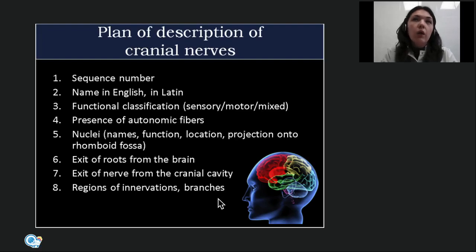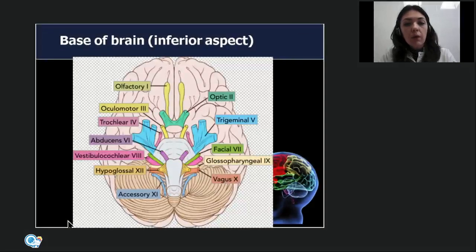And the very last thing is regions of innervation and branches. So that is these branches. They belong to the peripheral nervous system. Actually, roots also belong to the peripheral nervous system. So that's what we mainly will study. It is absolutely new information for us because the rest of the information about nuclei, about exit of roots from the brain and from the cranial cavity, we have already discussed. We will just revise. That is the plan of cranial nerve description.